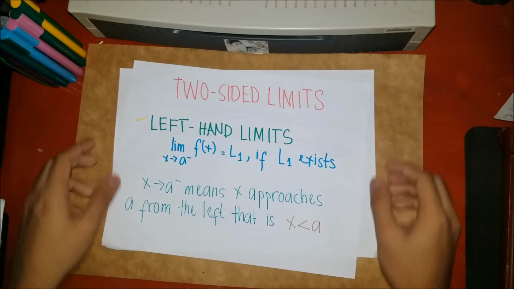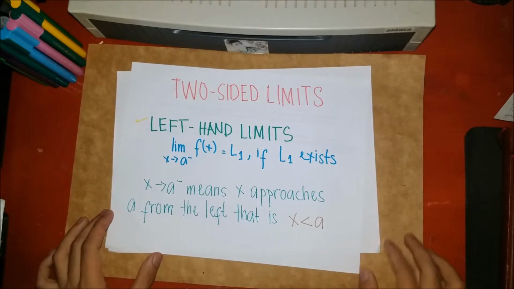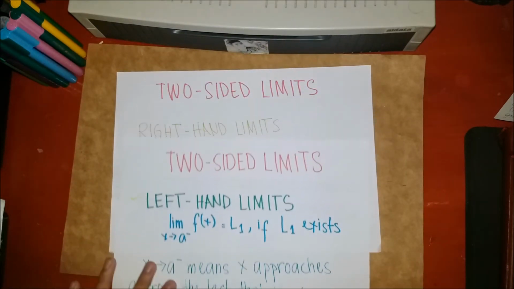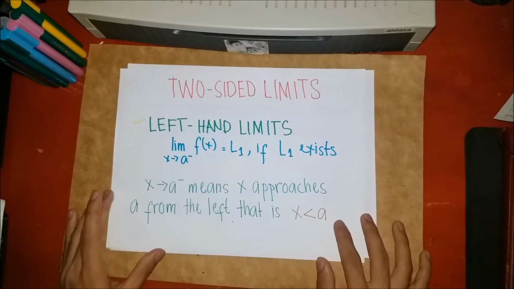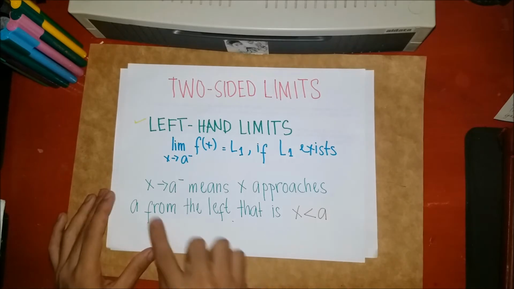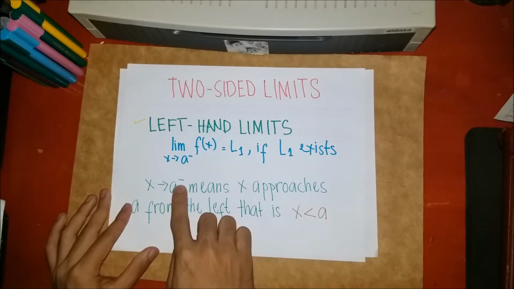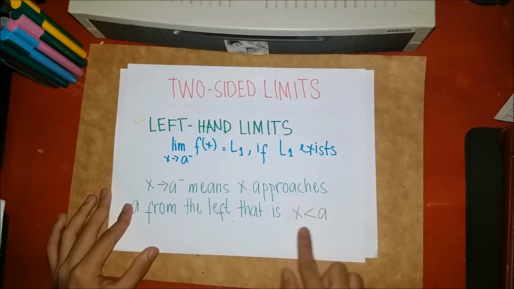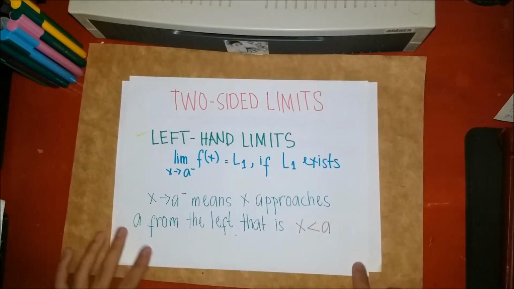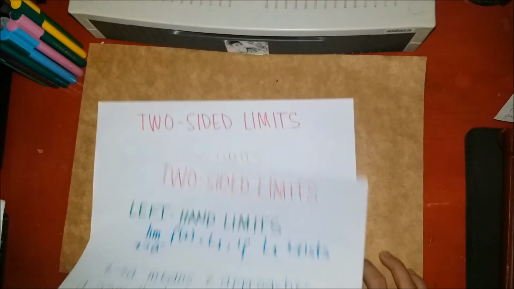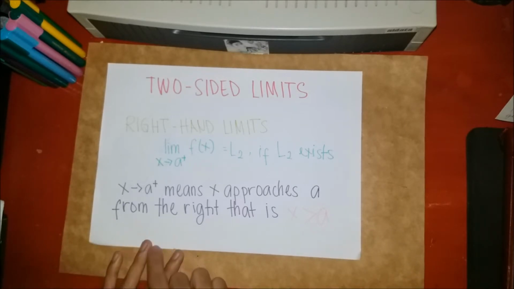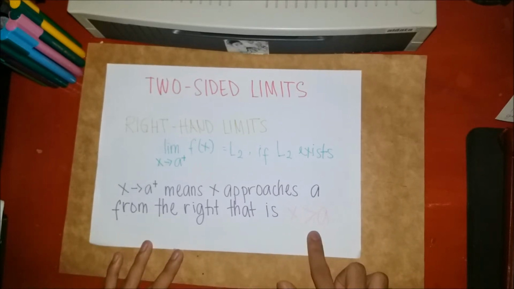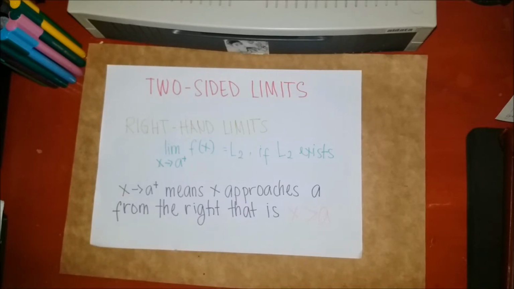Let's discuss two-sided limits. Two-sided limits have two components, the left-hand limit and the right-hand limit. For the left-hand limit, notice that as x approaches a from the left, x is less than a. On the other hand, for the right-hand limit, as x approaches a from the right, x is greater than a. So, let's work with an example.